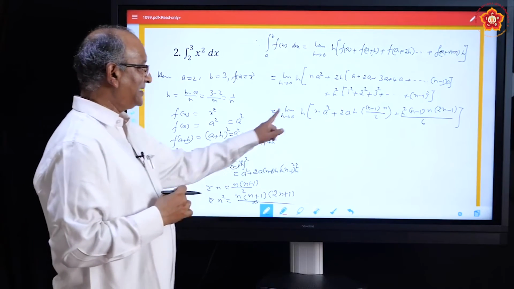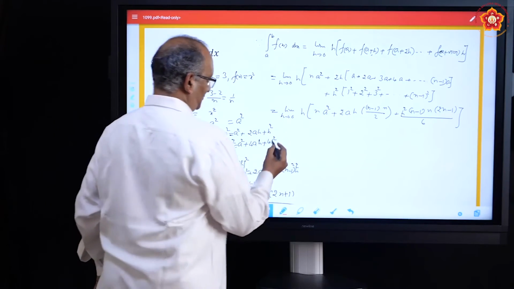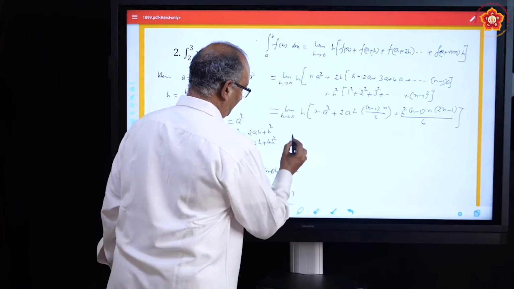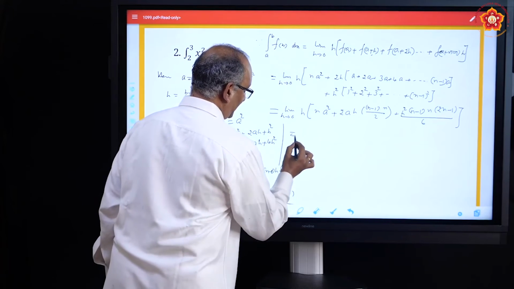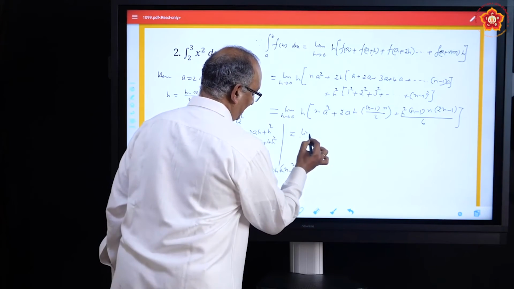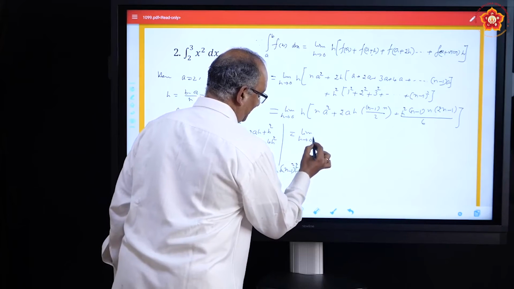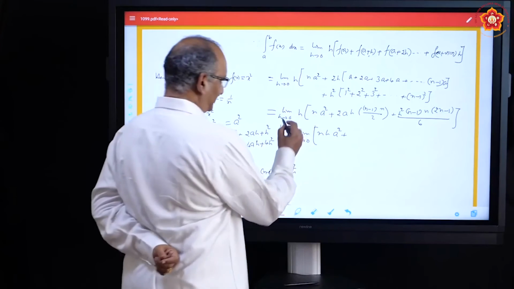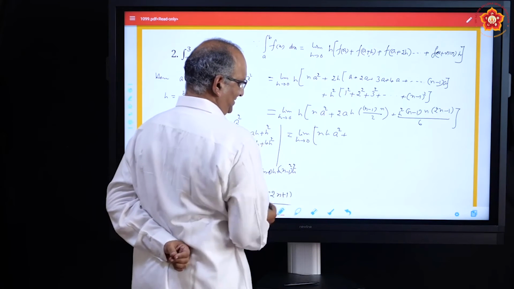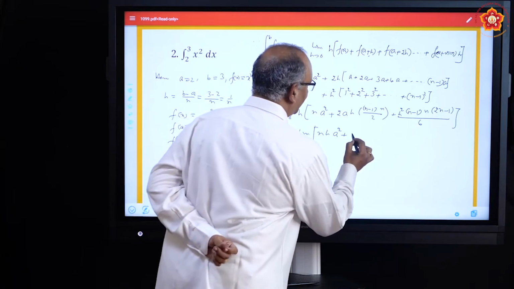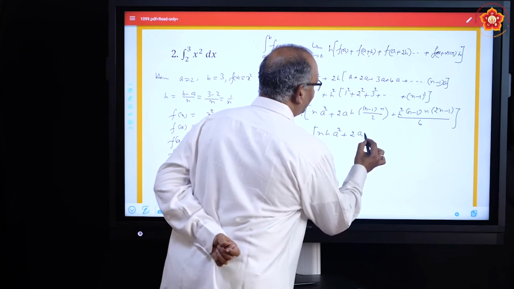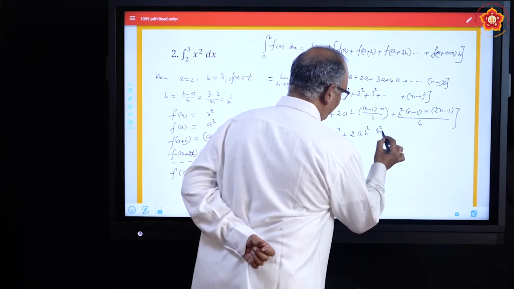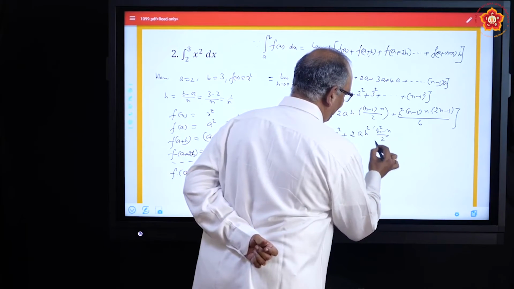Proceed. Proceed means take this h inside. So take this h inside, you will have limit h tending to 0, n h a square plus, so take this h inside, so it became n h a square. Take this h here, so it will become 2a h square, open this bracket, n square minus n by 2.